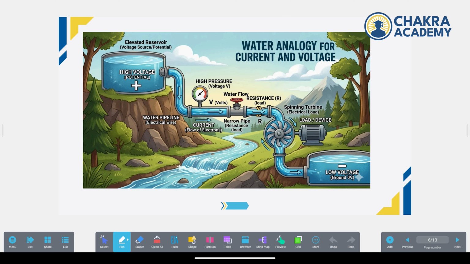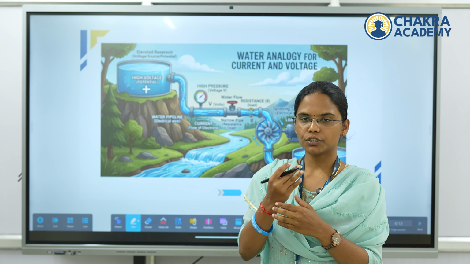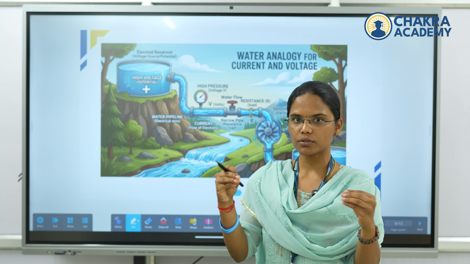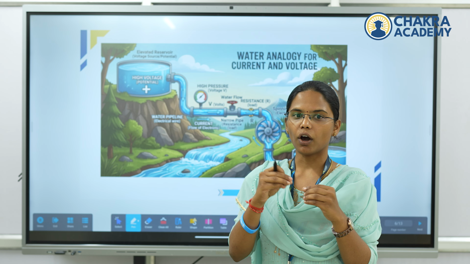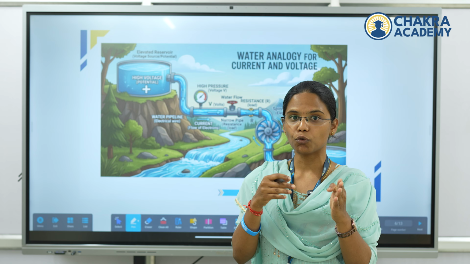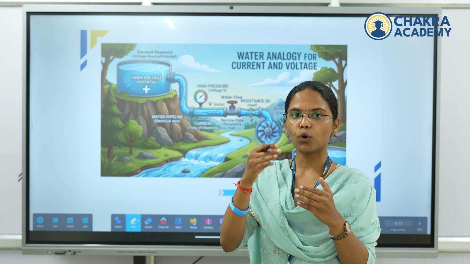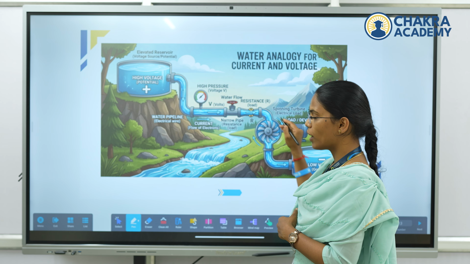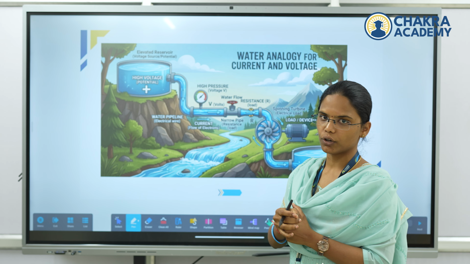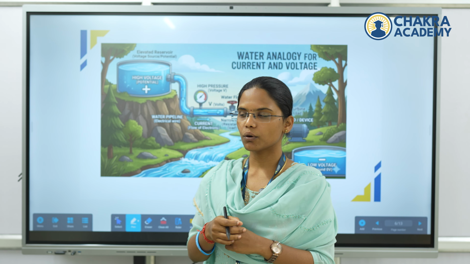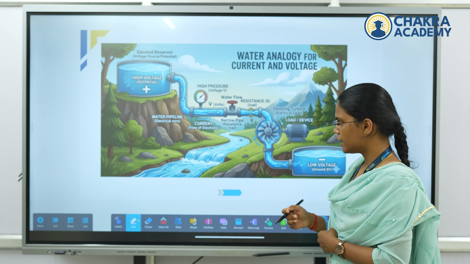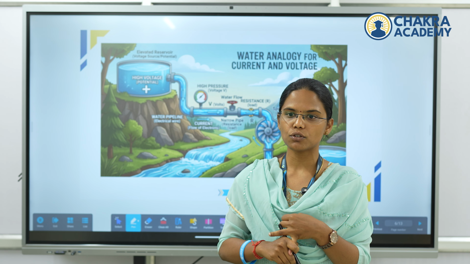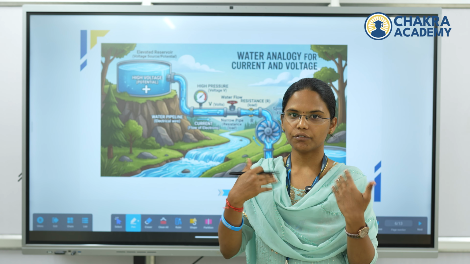Now, take the same analogy of water flowing in a pipe. Won't it depend on the type of pipe we use? If the pipe is blocked or if the pipe is narrow, the flow of water will be obstructed and the flow will be less, right? In the same way, the type of material, the wire we use, also matters for the current to flow. So George Simon Ohm later understood that the current flow depends on voltage and also depends on the type of material we use.